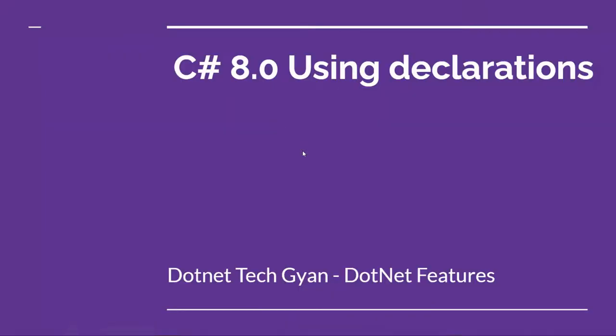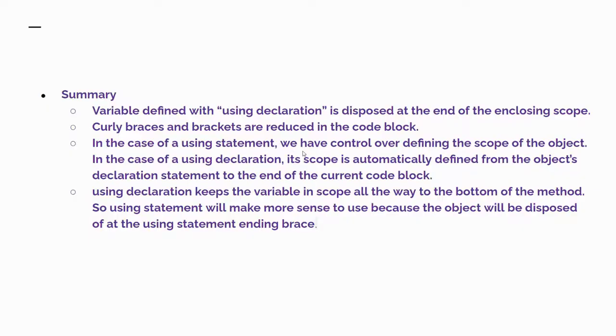Very good. Now let's summarize what we have learned. In summary, a variable defined with using declaration is disposed at the end of the enclosing scope. Curly braces and brackets are reduced in the code block. In the case of the classic using statement, we have control over defining the scope of the object. In the case of using declaration, its scope is automatically defined from the object's declaration statement to the end of the current code block. Using declaration keeps the variable in scope all the way to the bottom of the method.